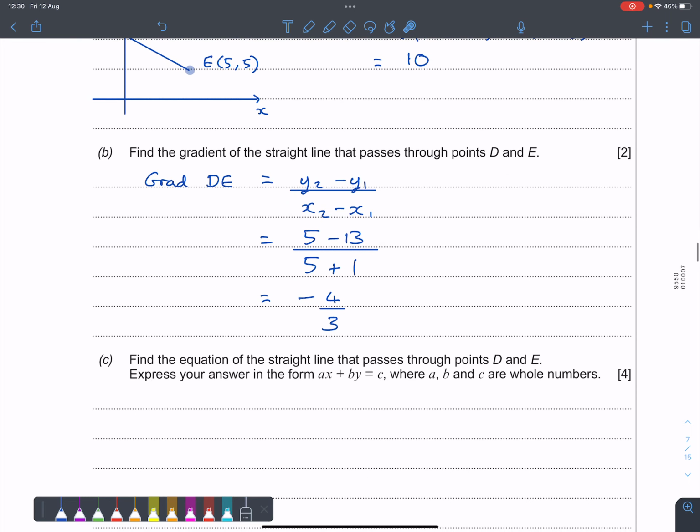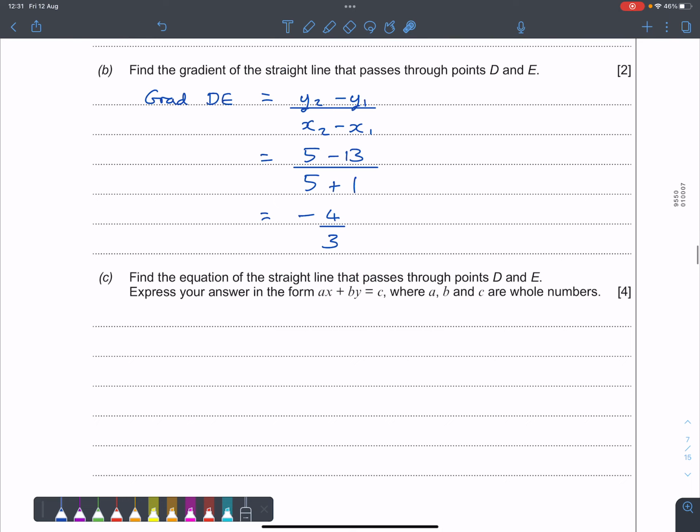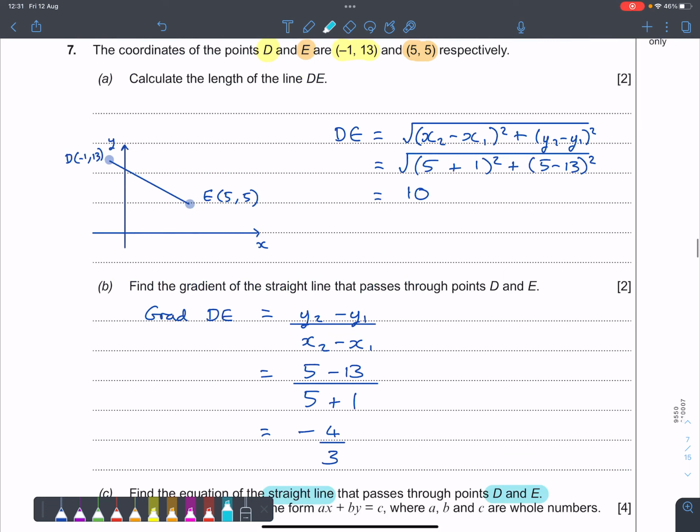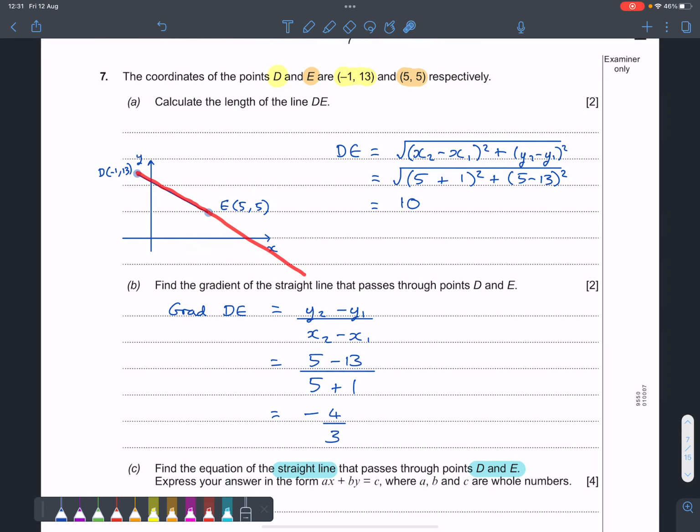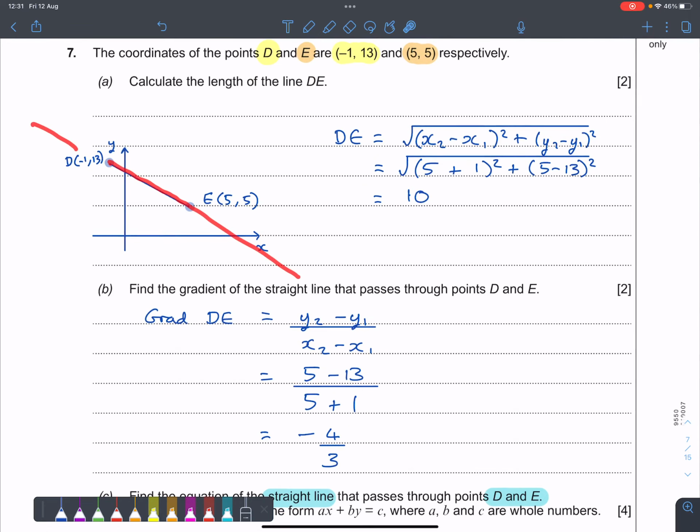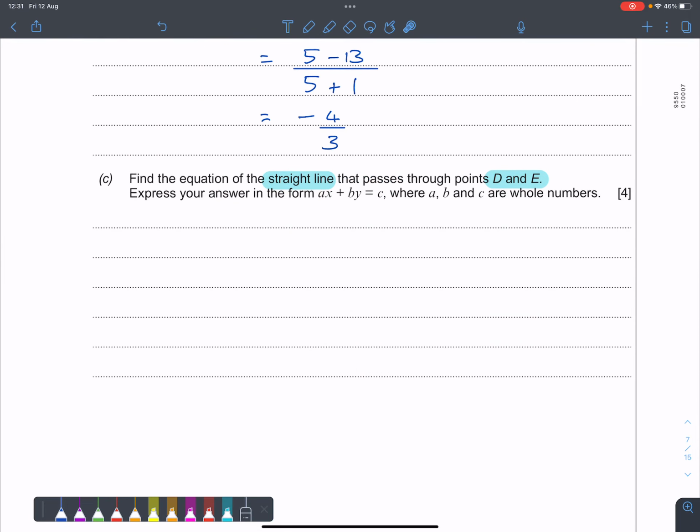Okay, part c. Find the equation of the straight line that passes through the points D and E. So it goes through D and E. So it is the equation of this line that we've drawn, but not just the segment, the whole line. And we want it in the form ax plus by plus c equals 0, where a, b, and c are whole numbers.